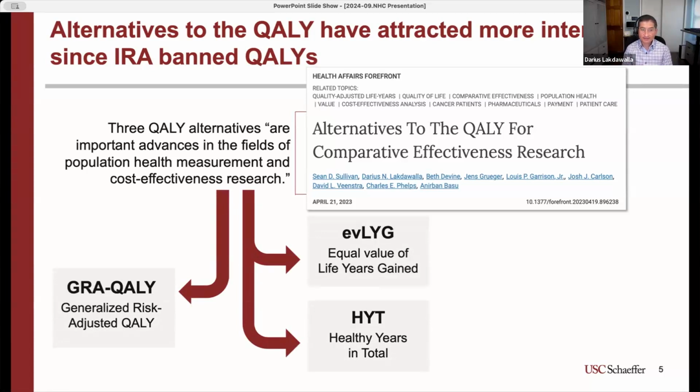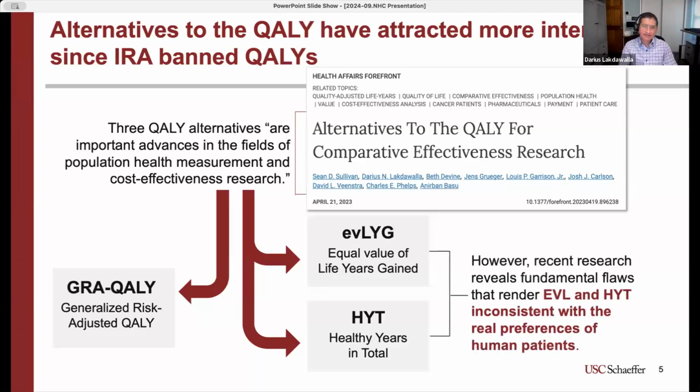One of them is the Generalized Risk Adjusted QALY, or GRACE. One of them is called Equal Value of Life Years Gained. And then one is called Healthy Years in Total. The research that we've been doing on this, though, suggests that there are some inconsistencies between Equal Value of Life Years Gained and Healthy Years in Total with the real preferences of patients. And I'll talk a little bit about that and why I think GRACE provides more flexibility to capture the preferences of real patients.